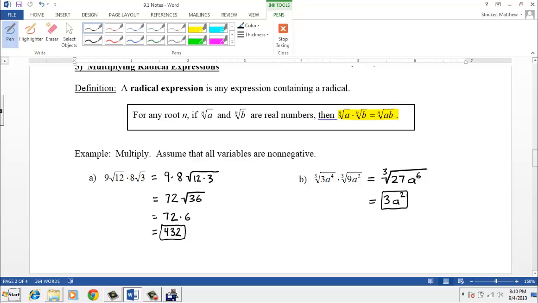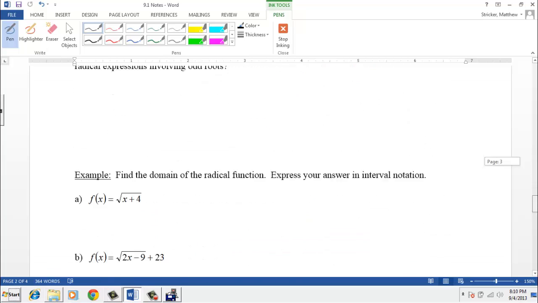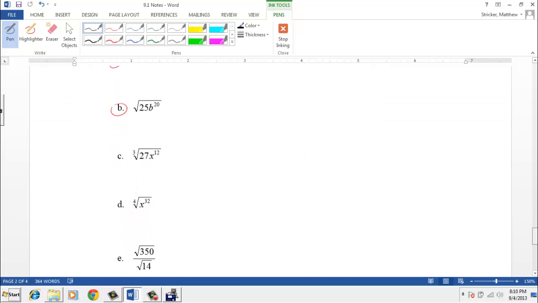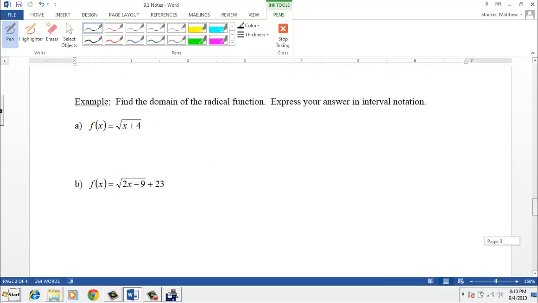So we've now done enough where you should be able to go ahead and look at the next two examples. You should be able to do C and D in your self-check. If you want to go ahead and pause the video and try those, and then we'll come back and do the last page here.